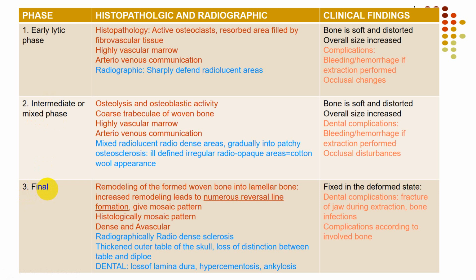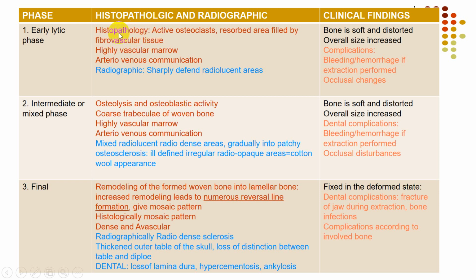In the early phase, the bone is actively resorbed and removed by osteoclasts. The osteoclasts are removing the bone, and the resorbed areas are filled by fibrovascular tissue. So now you can imagine that the bone is not strong. It has empty spaces resorbed by osteoclasts, and they are replaced by fibrovascular tissue.